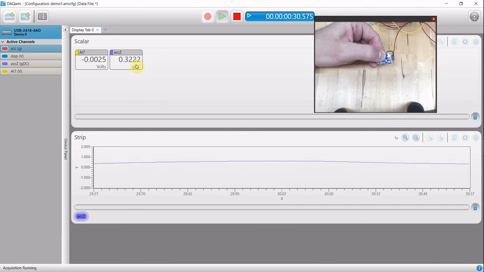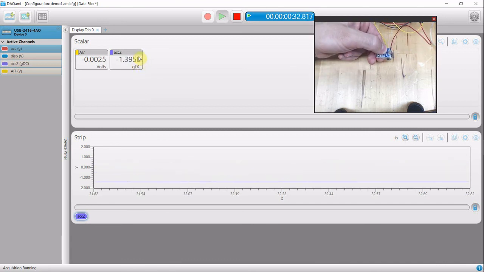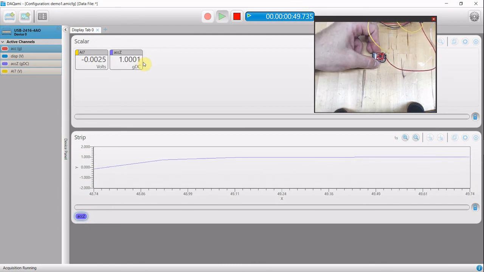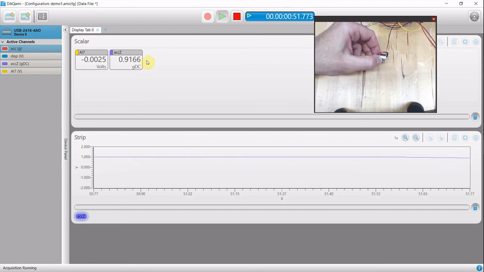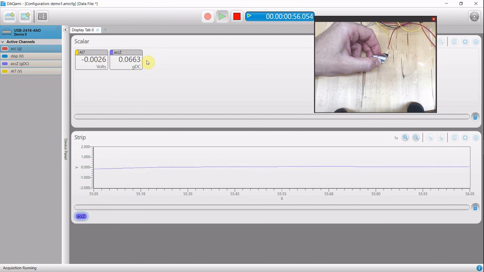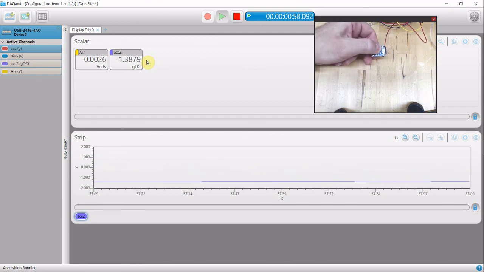And if you flip it, it should go to -1. So you see we are slightly off, but this is because the data for this unit has some discrepancy, as you saw in the data sheets. Let's go back. This is 1, 0, and -1.